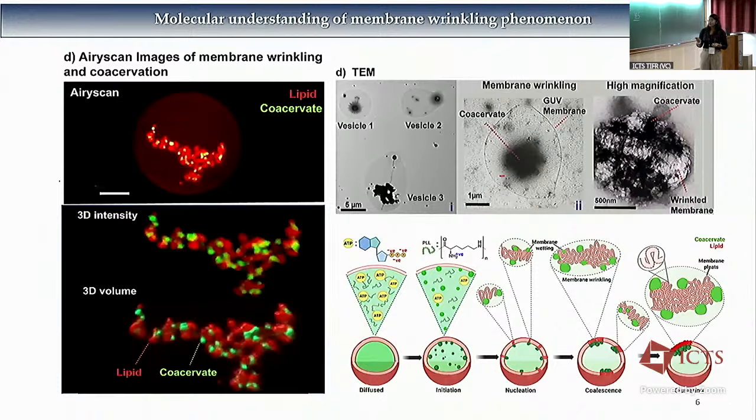So this was something very new, which has not been previously seen in literature. People have seen budding or wetting by condensates on membrane surfaces, but something like this was never done before, especially assembling condensates inside the vesicles and getting this kind of morphology. So this was pretty interesting.